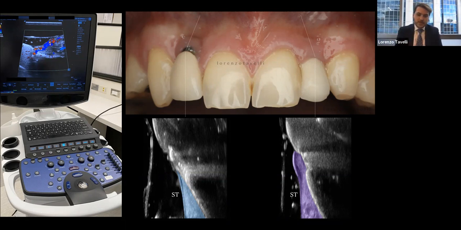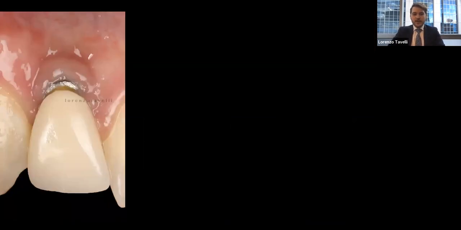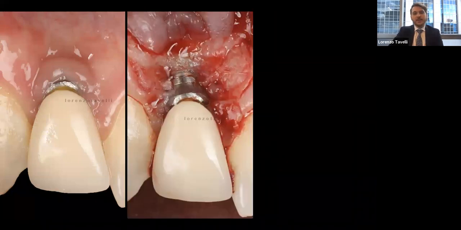So it seems, I mean, it's just a case, I will show you some literature later on, but it seems that having enough thickness of the soft tissue can help your dental implants have a stable soft tissue margin over time. So for your curiosity, this is the same case that we treated like this.